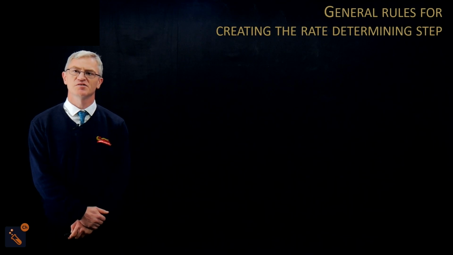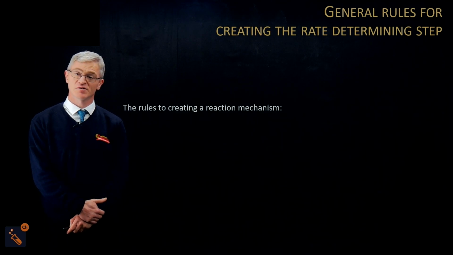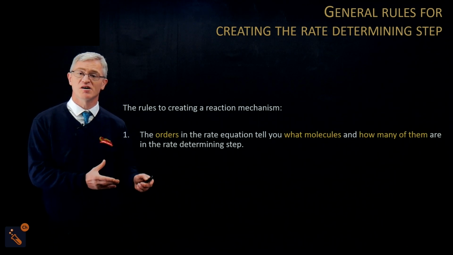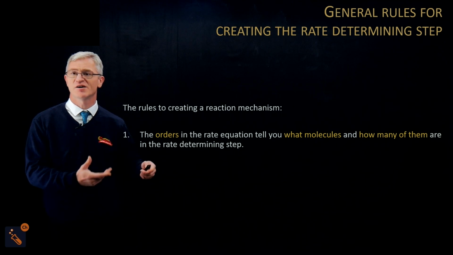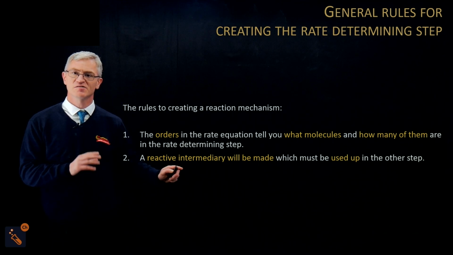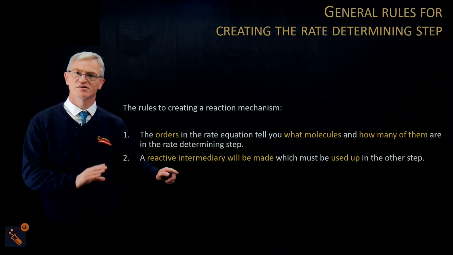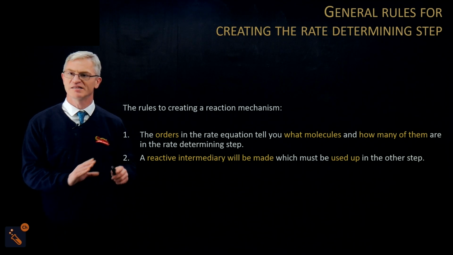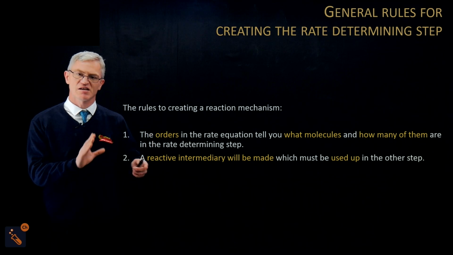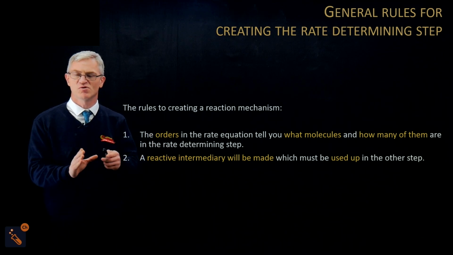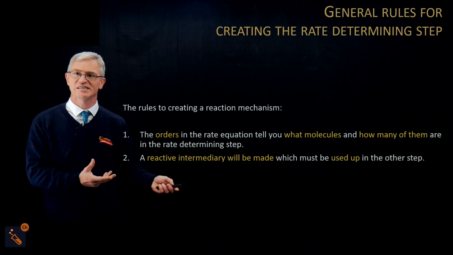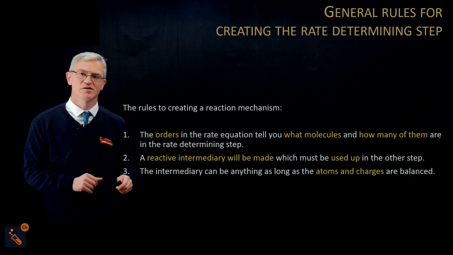So now it's good to go over the general rules again and for you to write them down if you need to, okay? So the orders in the rate equation tell you what molecules are in the rate determining step and how many there are. Just look at those orders and it tells you how many. An intermediary will be made, which must be used up in the next step. And that can be anything you want. If you find out that there's enough atoms left of one, so you say I have 1 nitrogen and 2 oxygen, just call it NO2. You don't have to worry about whether it is a thing or anything like that, just use them up.